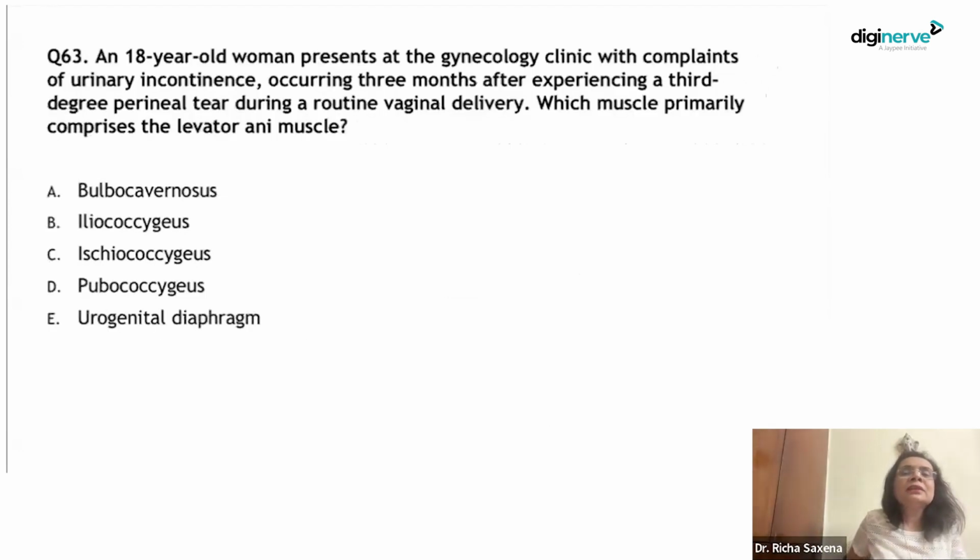An 18-year-old woman presents at the gynecology clinic with complaints of urinary incontinence occurring 3 months after experiencing a third-degree perineal tear during a routine vaginal delivery. Which muscle primarily comprises the levator ani muscle? Levator ani, you know, is composed of three components, but which one is the major component? Pubococcygeus. Obviously, pubococcygeus is the major component of the levator ani.